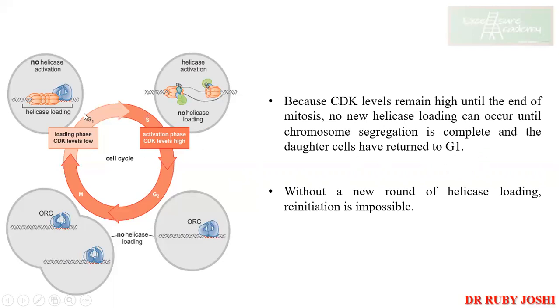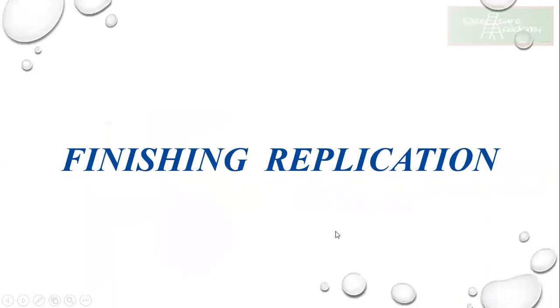If you see the figure also, they have shown that the activity level of CDK remains high throughout the S phase, G2 phase, and M phase. The moment a new round of cell cycle happens, when the daughter cells are entering the G1 phase, only then does the CDK level go down. So without a new round of helicase loading, reinitiation is impossible. This is how the regulation is achieved in the case of helicase loading and helicase activation.